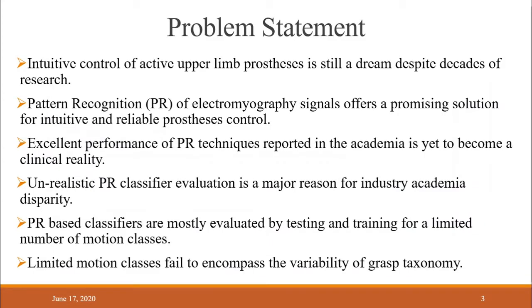Intuitive control of active upper limb prosthesis is still a dream despite decades of research. Although pattern recognition of electromyography signals offers a promising solution for intuitive prosthesis control, the academic success of PR-based control is yet to become a clinical reality. PR-based classifiers are mostly evaluated by testing and training for a limited number of motion classes, which fail to capture the variability of human grasp taxonomy.